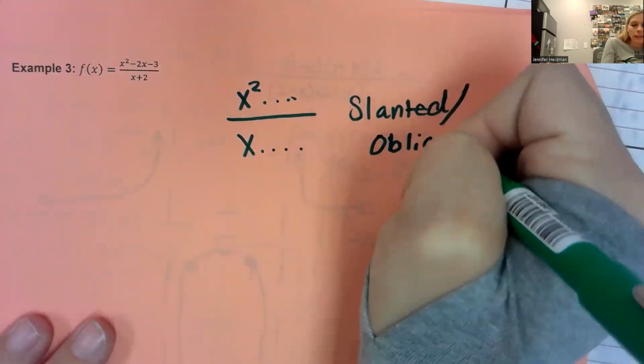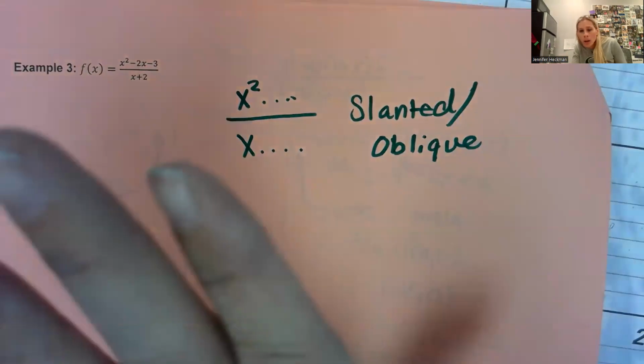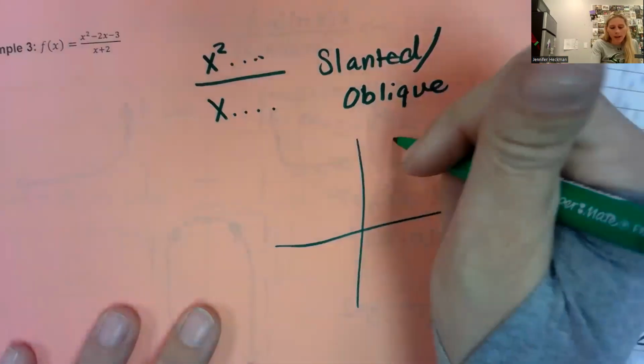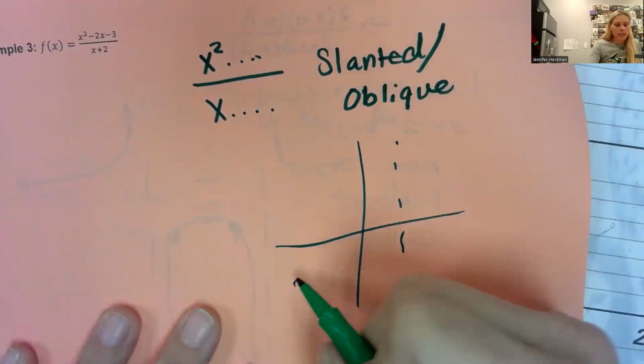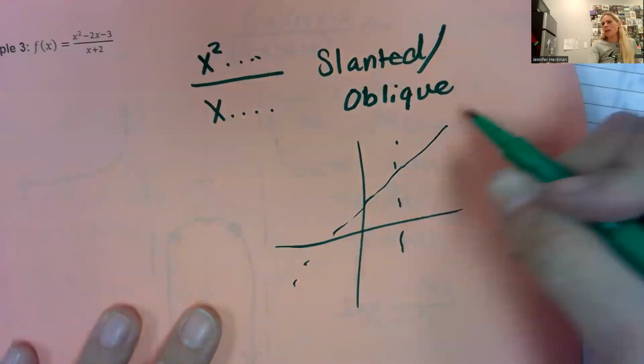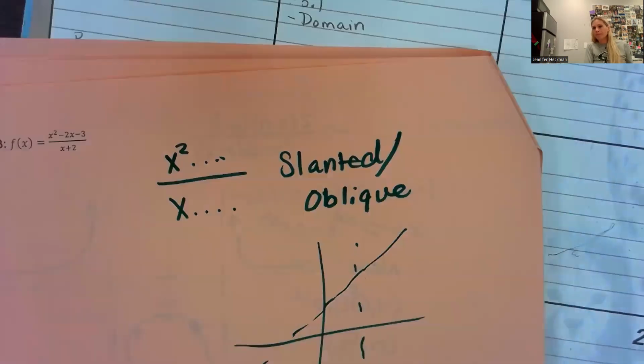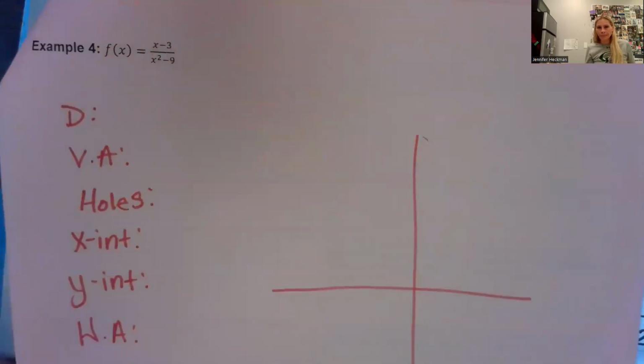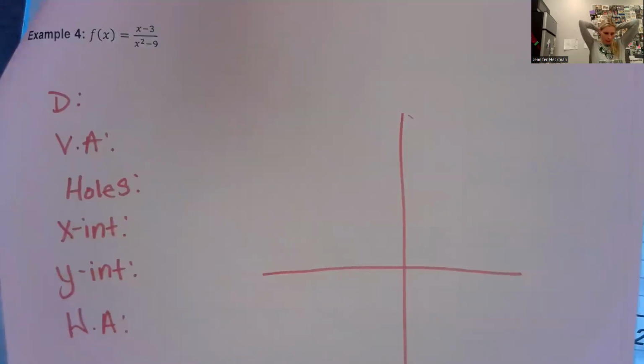And I told you as of right now, we're not going to worry about those. What that would mean, guys, is when you graphed it, no matter how it is, there's going to be some sort of slanted asymptote. We're going to practice more of this later. Let's do our final one, and then you guys can get to some practice.